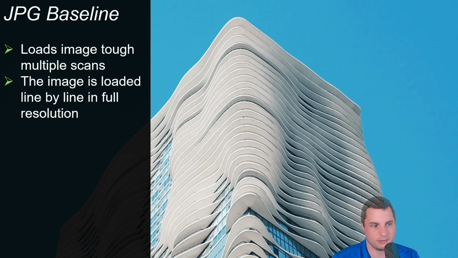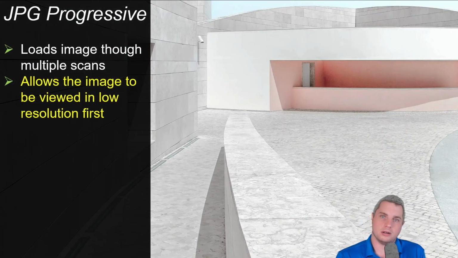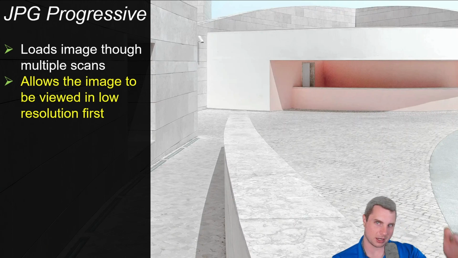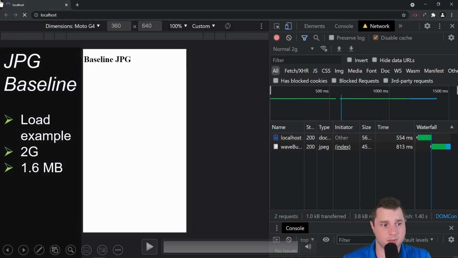And then you have, and let's back up a little bit. When you load this in, if you don't have a very quick internet connection, you're going to load this image in line by line, full resolution. Progressive, well, it fixes that problem. It's going to load in a low resolution version of that image and then progressively render over it until it's full resolution, okay? And I'm going to show you the difference between those two.